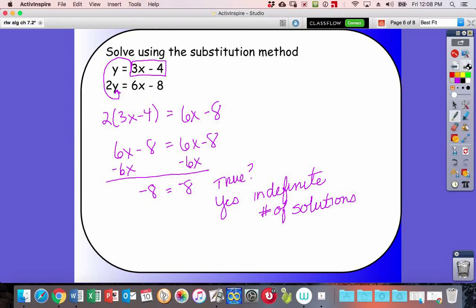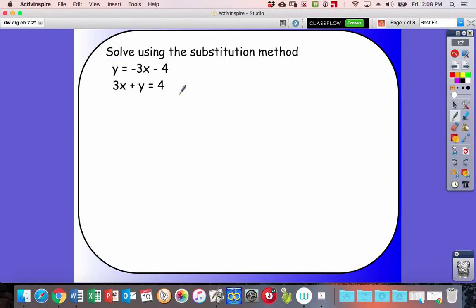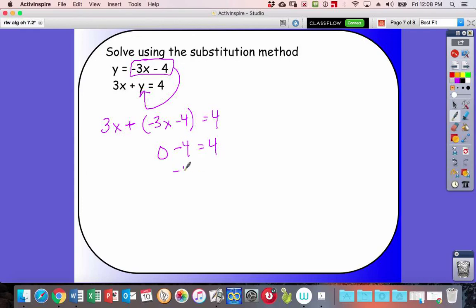Let's try one last example here. Okay, again, y is already by itself, so I'm going to use that one right there, and I'm going to substitute it in right there. So I'm going to write 3x, but instead of writing y, I'm going to put what's in my box. Okay, now there's a plus sign here. So I have 3x plus negative 3x is 0, minus 4 is equal to 4. And now I have negative 4 is equal to 4.